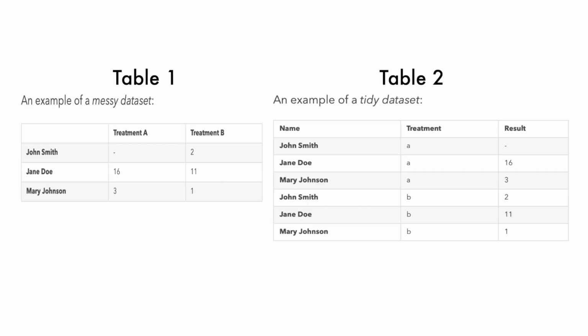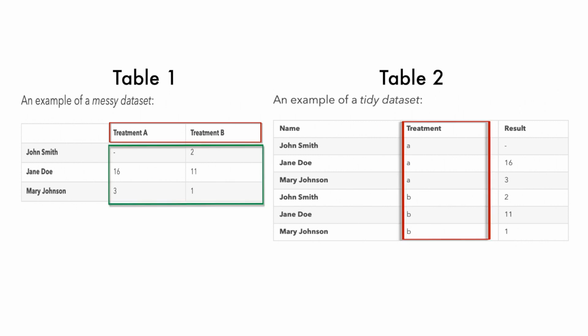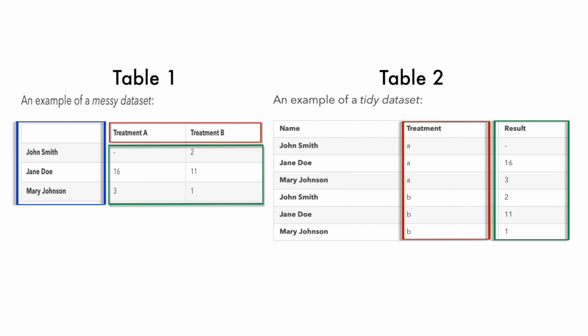Take table 1 and table 2 for example. Table 1 is an example of untidy data. There are issues with this structure. For instance, treatment A and treatment B should not be columns, but instead should be values within an overall column of treatment, and the values within treatment A and treatment B should be in a different column called result. Also, as you can see here, the names John Smith, John Doe, Mary Johnson are indexes instead of being in a column called name.